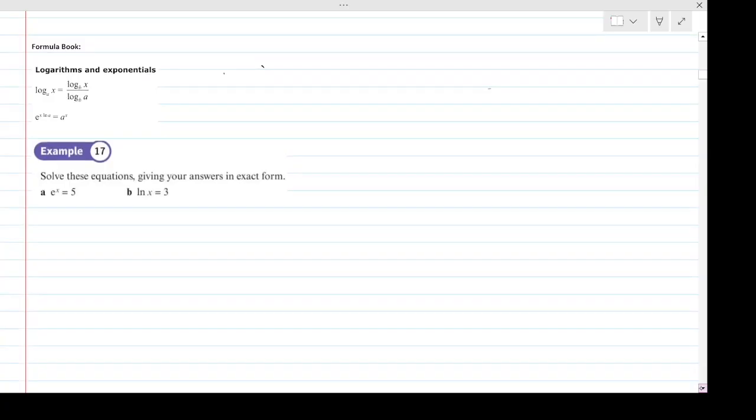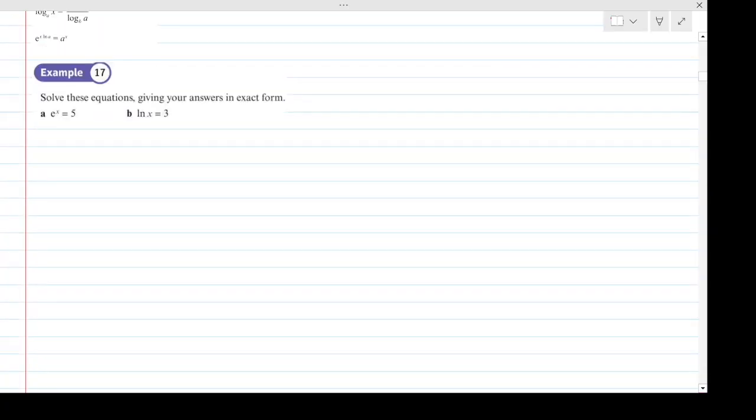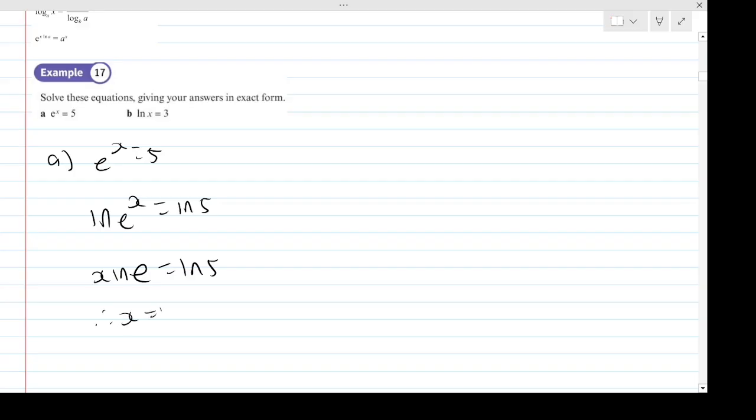So we need to solve these equations. Firstly, we have e to the x is 5. Now, like with last time, we're going to take logs. I'm going to take ln, so ln e to the x is equal to ln 5. So then x ln e is equal to ln 5. If I bring the power to the front, well, actually ln e is 1. So therefore x is just ln 5. There we are. Cool.